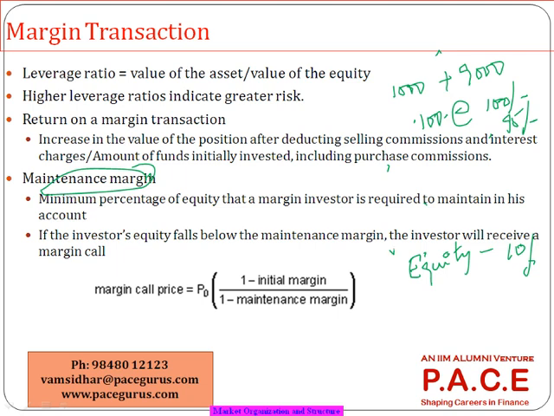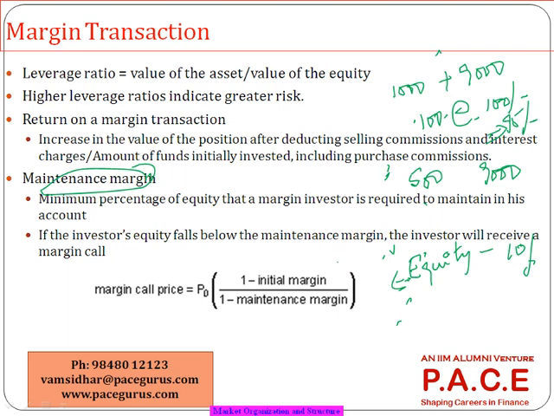Now that is your initial margin. When you started out, that is the initial margin. Now let's assume that the price has gone down to 95. If it has gone down to 95, what is the position? Your equity position is 500. The loan is still 9,000.